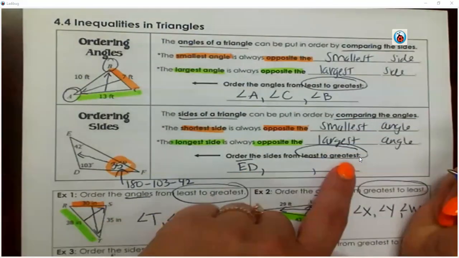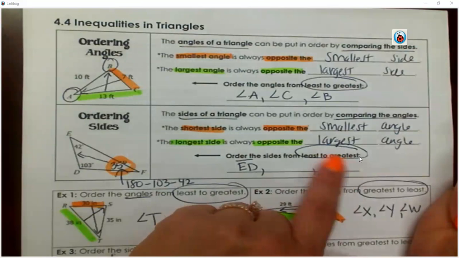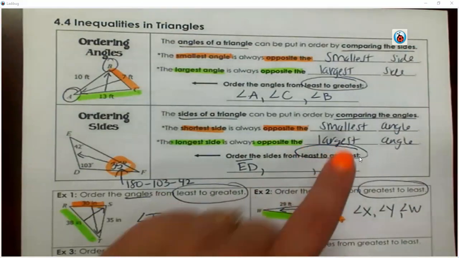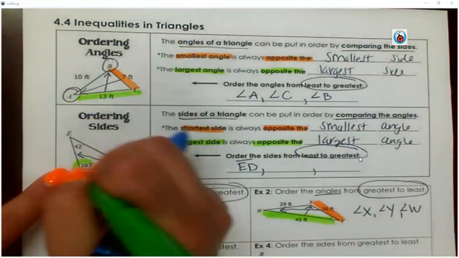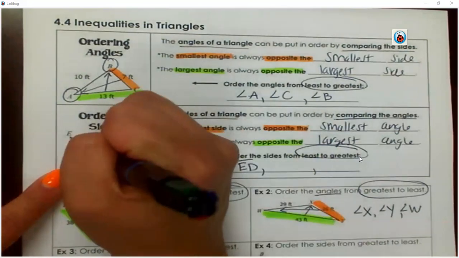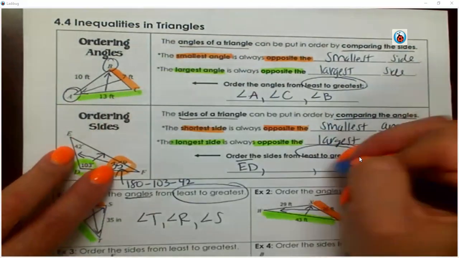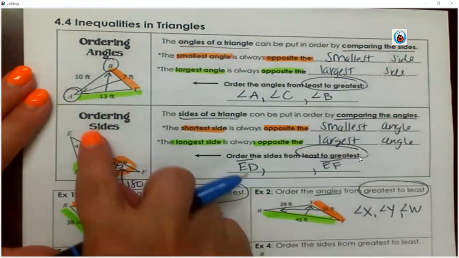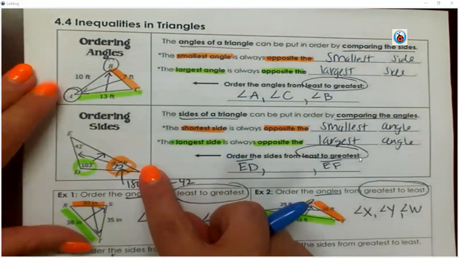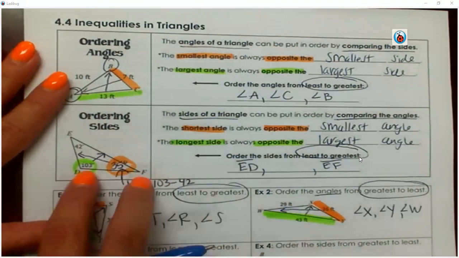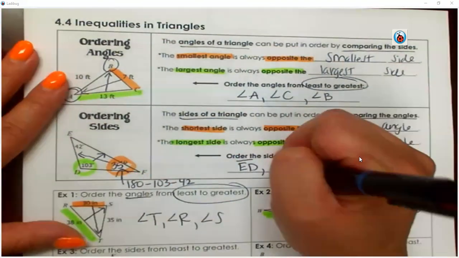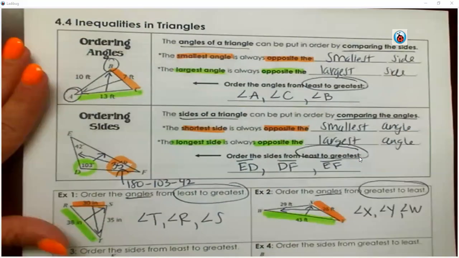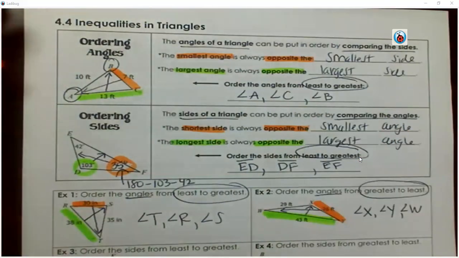Then I'm going to find my greatest side by finding the largest angle. In this case, the largest angle is this one. The opposite side would be EF, so EF is the longest side. Therefore, the only side that I have not used is this one down here, which is DF, or it can be written as FD.